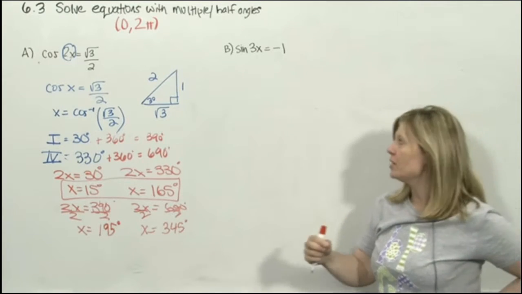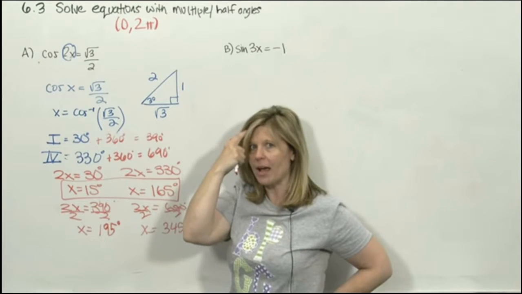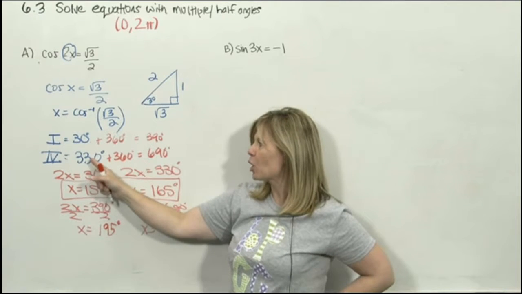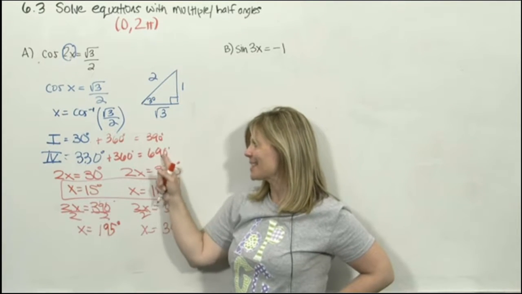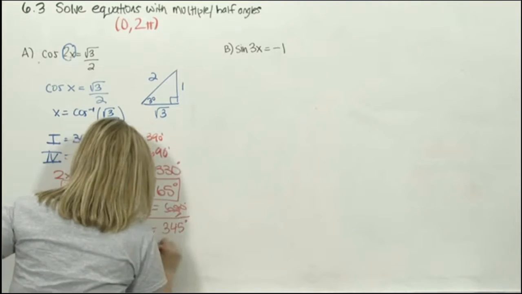So the rule of thumb is, if it's a double angle, once you figure out in your head what your first set of answers are, make them coterminal and get the second set, because you're going to get a whole other set of answers.